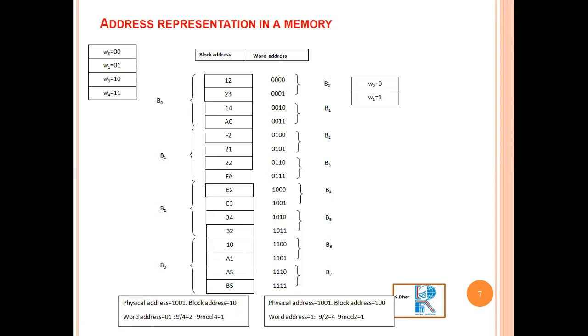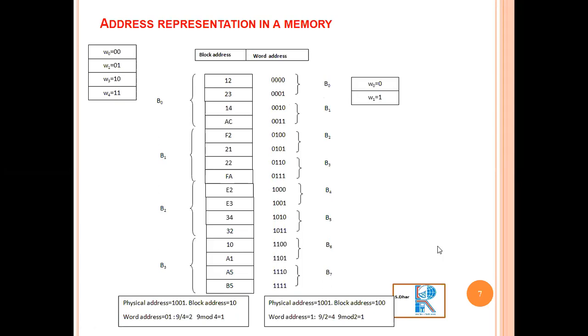Again, I am telling, a block contains 2 words. So what is the number of bits required to address each word in a block? It will be 1 bit, because 1 bit represents either 0 or 1. 0 means one address, 1 is the other address. Again, this is 0, this is 1. So 1 bit is required for the word address, and the remaining bits are for the block address.